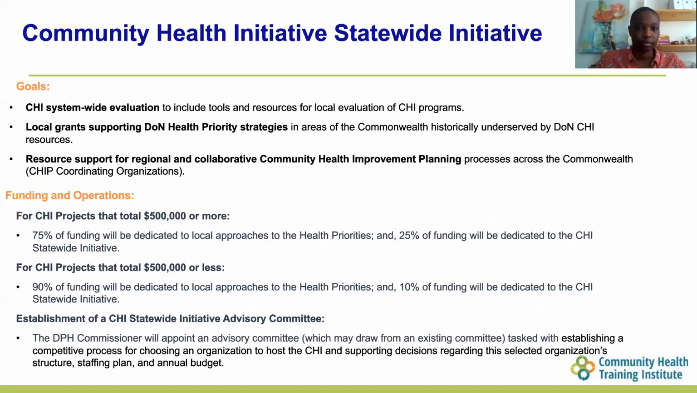For projects that result in a CHI total of $500,000 or more, 75% of the CHI total will be dedicated to local approaches, and 25% will be contributed to the CHI statewide initiative. For projects that result in a CHI total of less than $500,000, the contribution to the statewide fund will be 10%. Finally, one of our goals with the statewide fund is to support CHIPs that are community-led and in which health systems are participants, removing the health system as the primary funder.